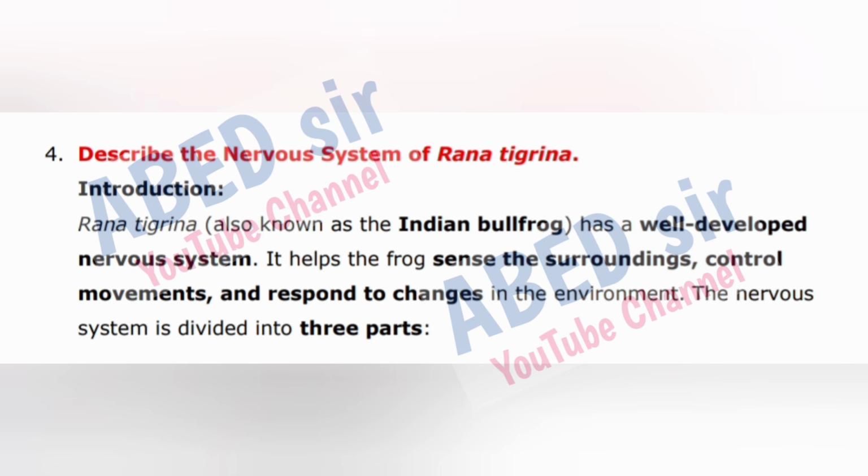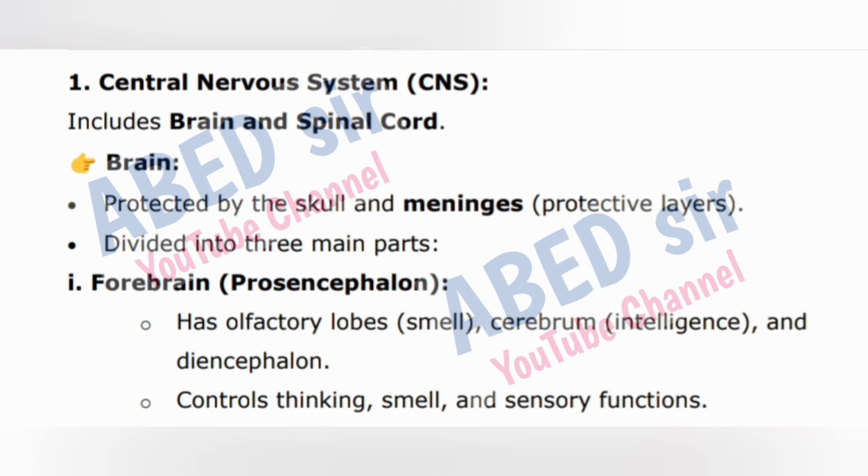The nervous system is divided into 3 parts. 1. Central nervous system, CNS. Includes brain and spinal cord. Brain. Protected by the skull and meninges, protective layers. Divided into 3 main parts.